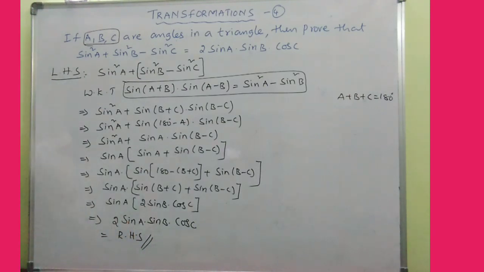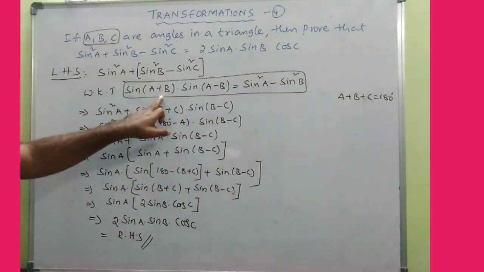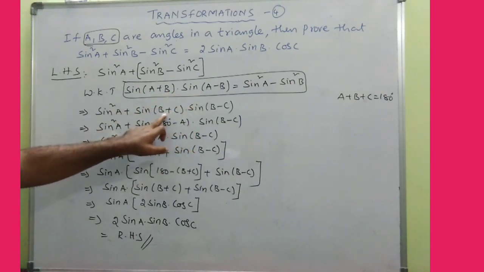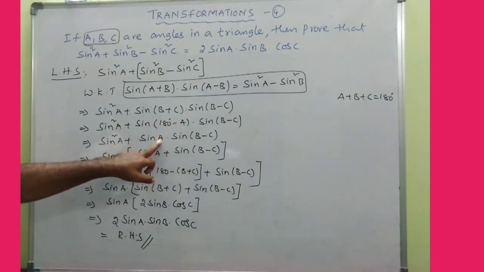See how simple? Very simple, no? Than the previous models, this is very easy. Just the thing is, sine square B minus sine square C can be written as sine of B plus C into sine of B minus C. And later, that is B plus C can be written as 180 minus A, which is equal to sine A.